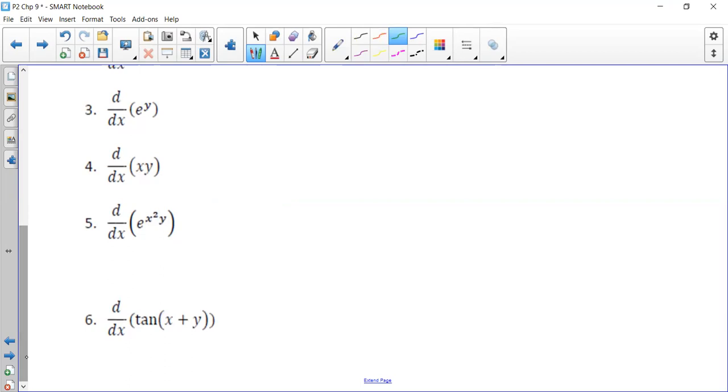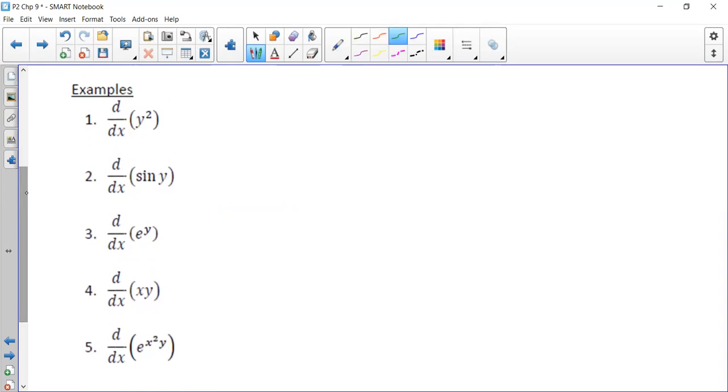Probably not, but we'll go through it one by one, okay? Example number 1: differentiate y squared. Differentiating y squared gives 2y, but because y does not match x, I have to multiply by dy by dx. And that's my final answer: 2y dy by dx.